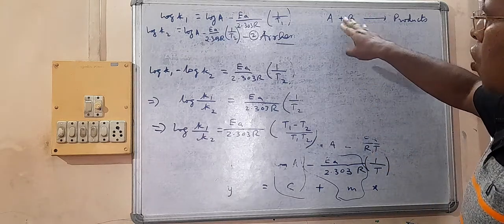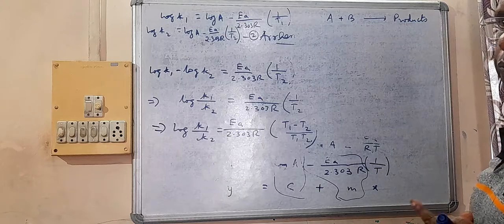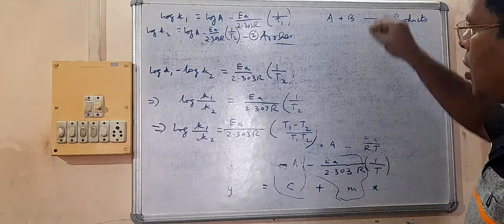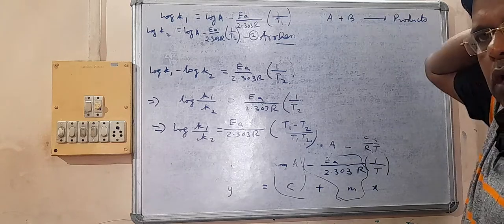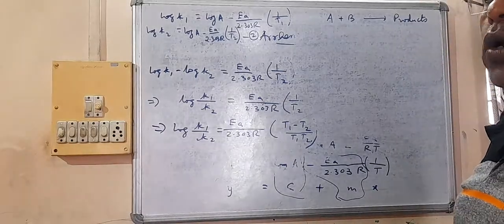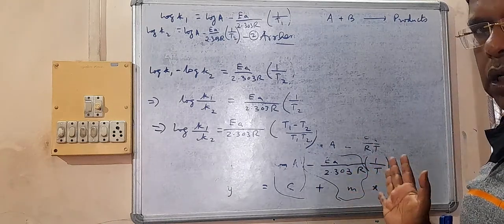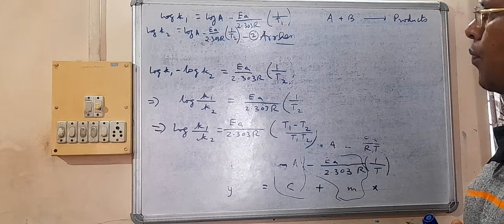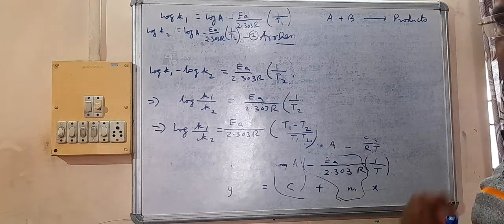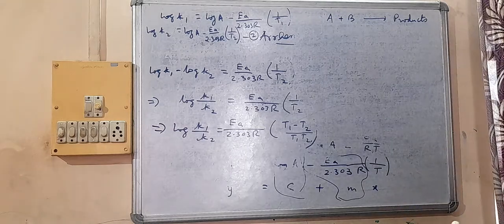Now all collisions between the reactants don't lead to products. Those collisions where the reactant molecules have sufficient energy, only those collisions result in products. All collisions don't result in products. Molecules which have got sufficient energy, if they collide, that only will result in product formation.